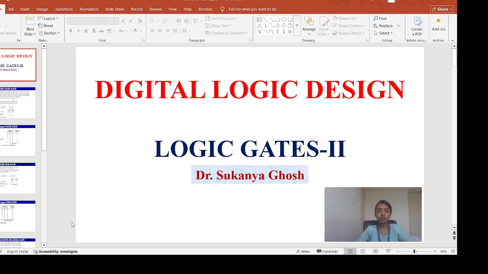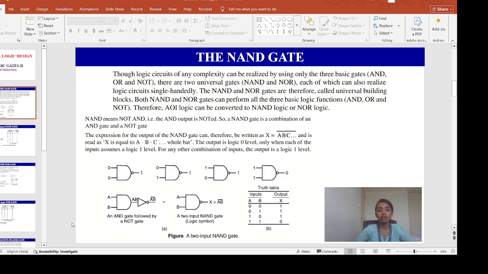Today we will continue the second part of the logic gates. Last class we have seen the basic logic gates, AND gate, OR gate and NOT gate. Today we will see the rest of the gates. So first one is the NAND gate.